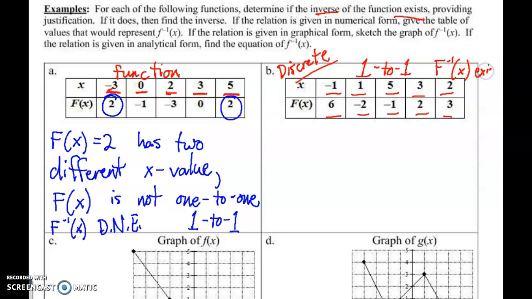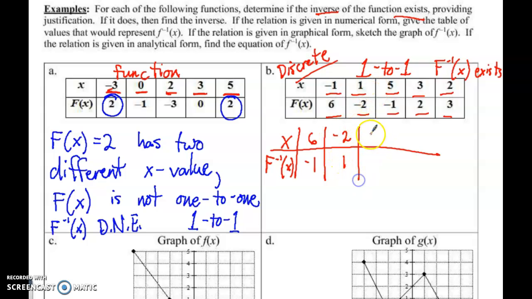And I believe we're supposed to give what the inverse would be. I'm just going to write it as a table just like this. And then our notation would be f to the -1. This means the inverse of f. And you switch your x and y coordinates around. So 6 becomes an x coordinate. -2 becomes an x coordinate. There we go. Now what if this function were continuous?